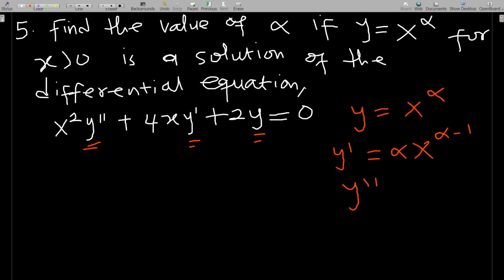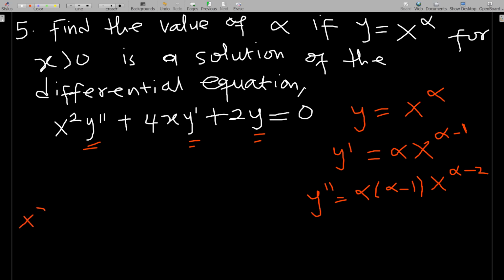And y prime prime, let me write it well here, y prime prime will give me alpha into alpha minus 1 times x to the alpha minus 2. Okay, so you come and put these in your differential equation.